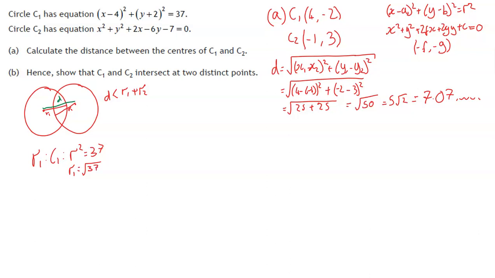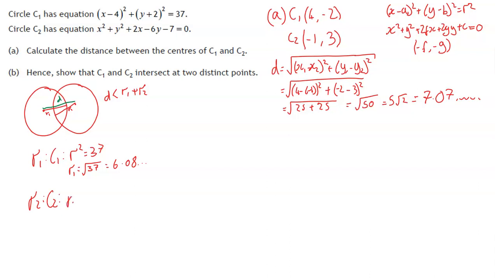Now, if I were to use a calculator and get that, I get 6.08, and again it would continue on. If I then wanted to look at r2, so that's from circle 2, with the way it's written, there's actually a very, very quick, easy way that I can do this and calculate the radius of the circle.